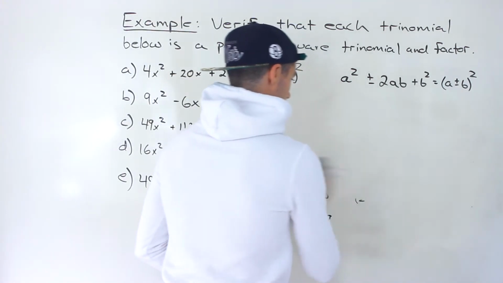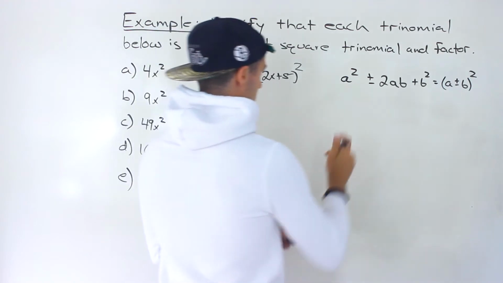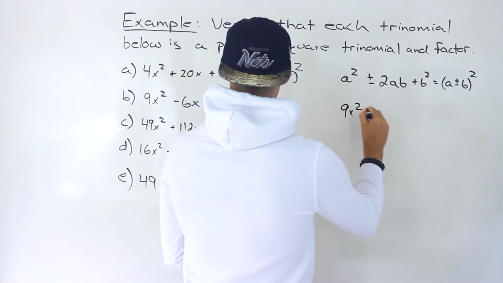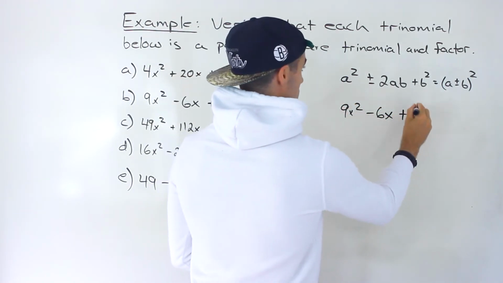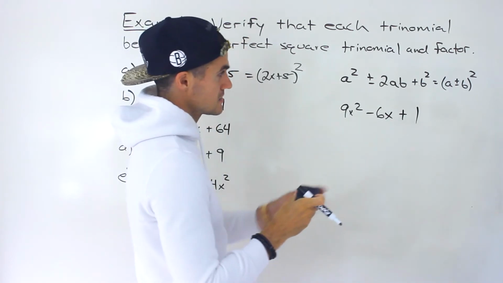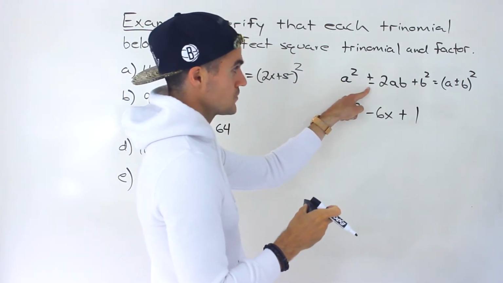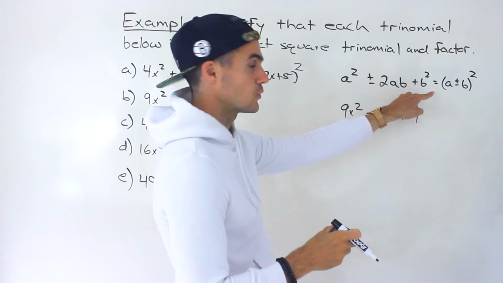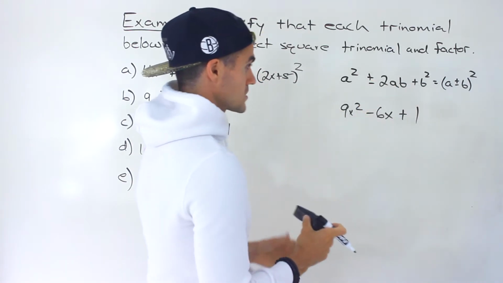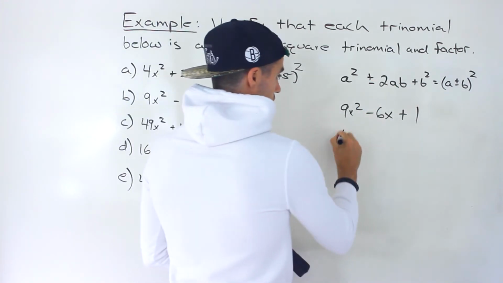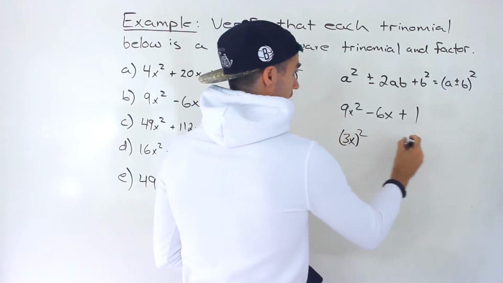Moving on to the next one, we got 9x squared minus 6x plus 1. So notice we're dealing with the negative case. So a squared minus 2ab plus b squared, and that's going to equal a minus b squared. So let's first get the a value and the b value.